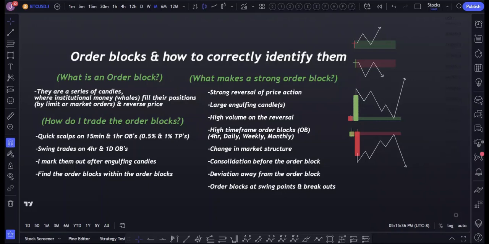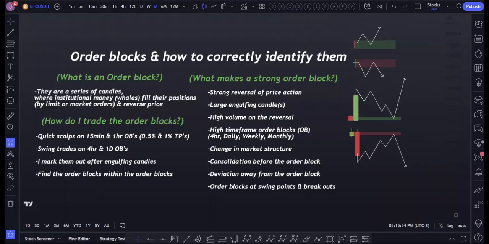Okay, what makes a strong order block? A strong reversal of price action, large engulfing candle or candles, high volume on the reversal, and then high time frame order blocks are always going to be strong as long as you've identified it correctly, which is why I have that 2-bar minimum requirement for the volume bars.